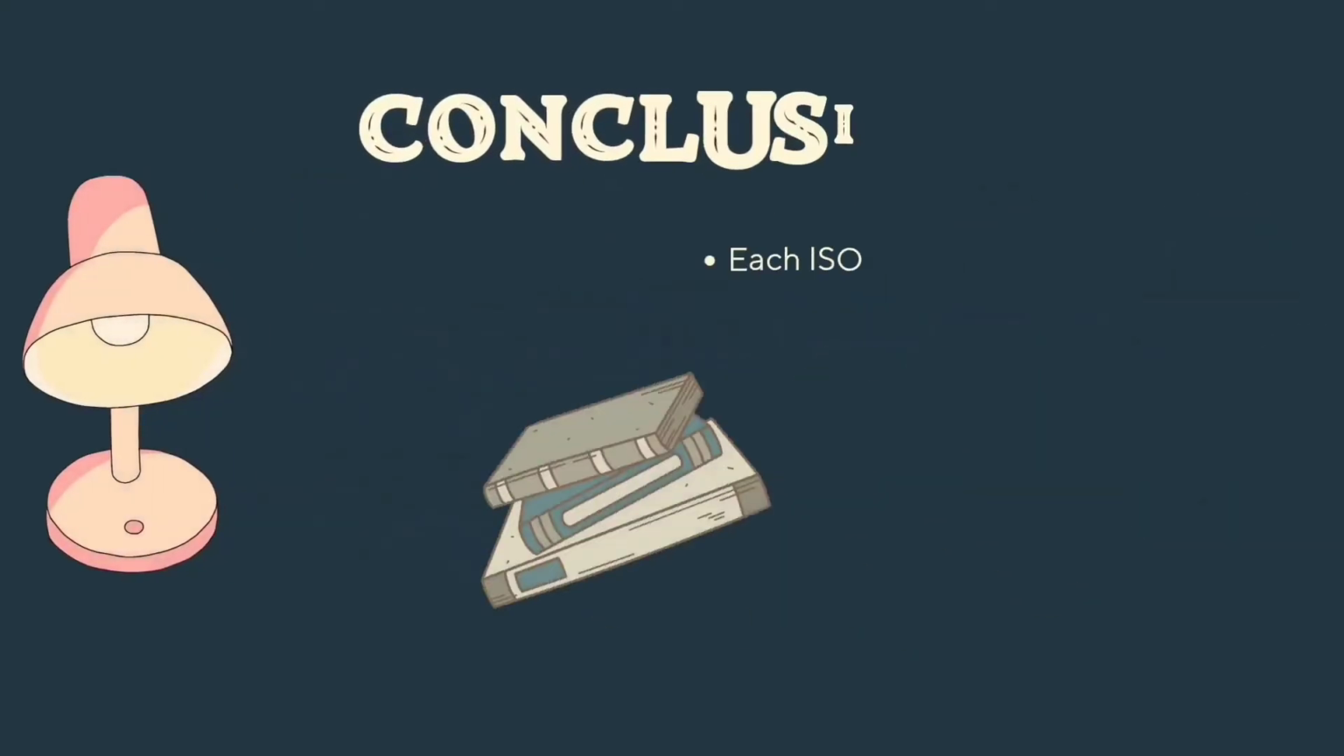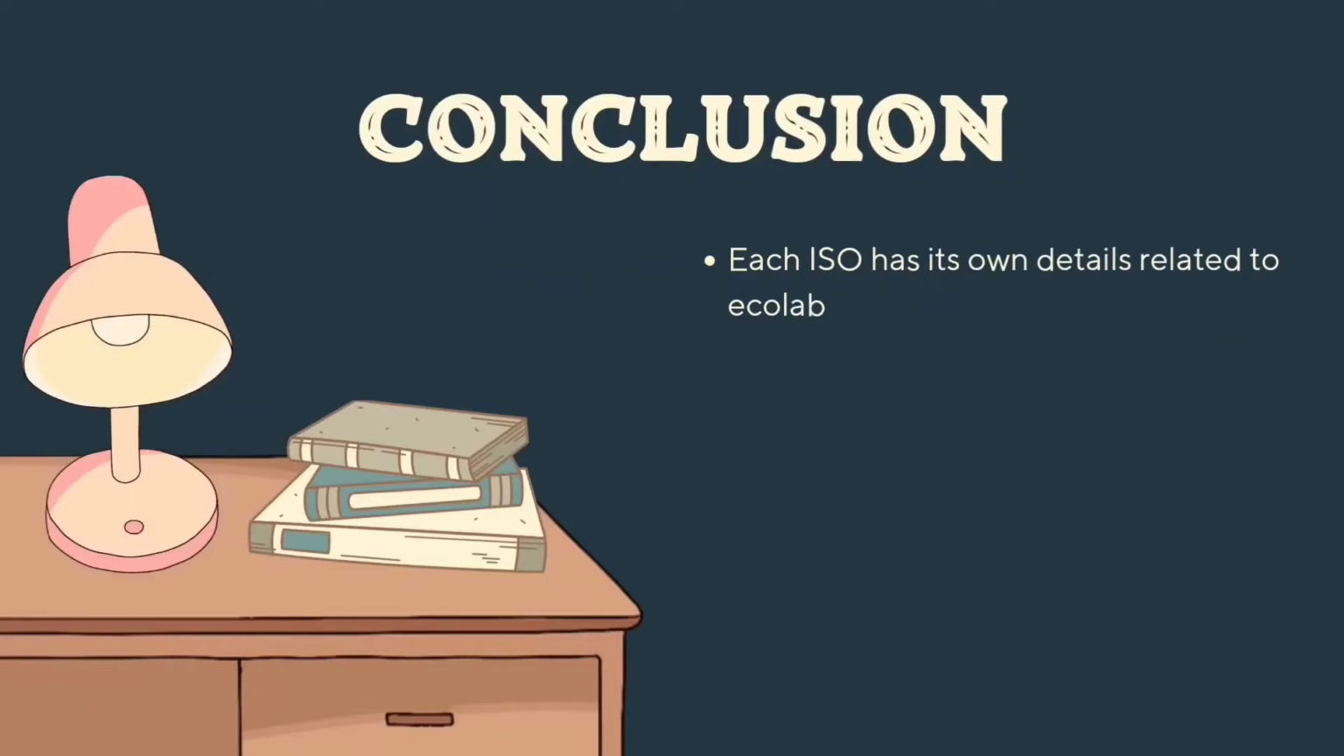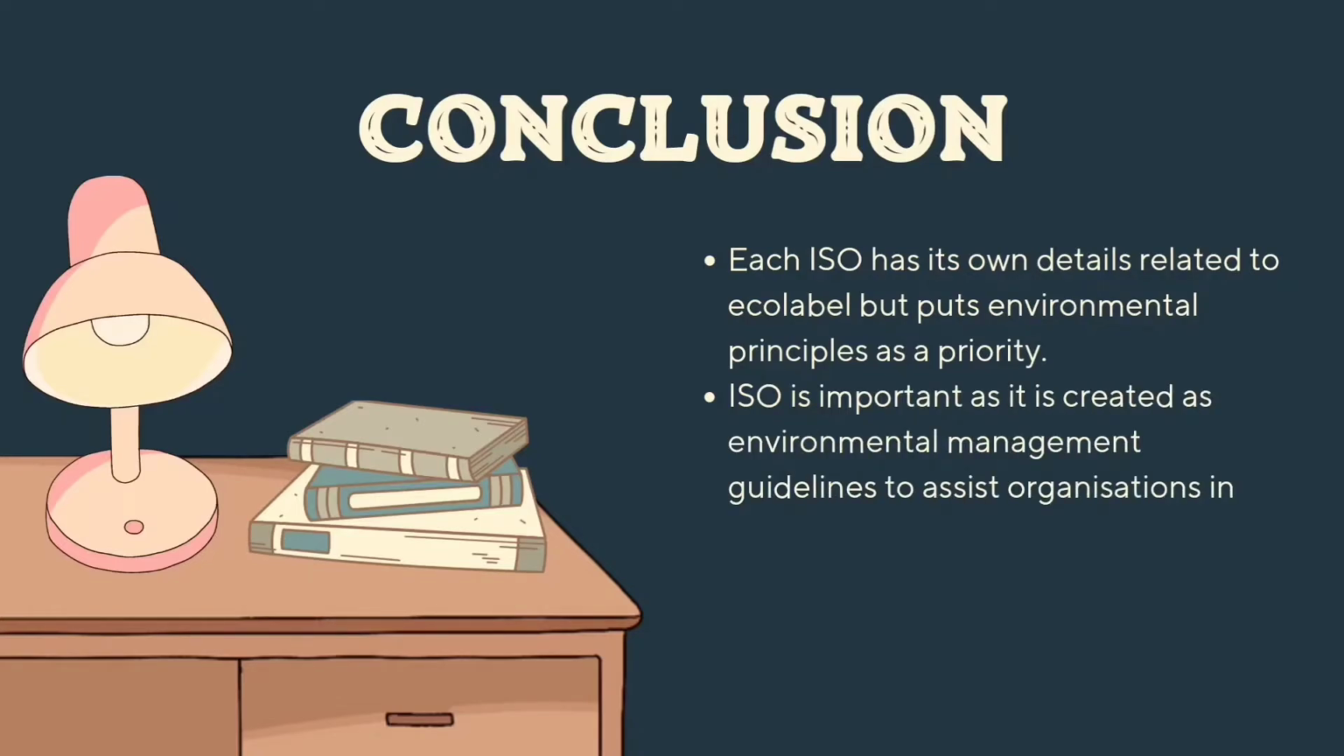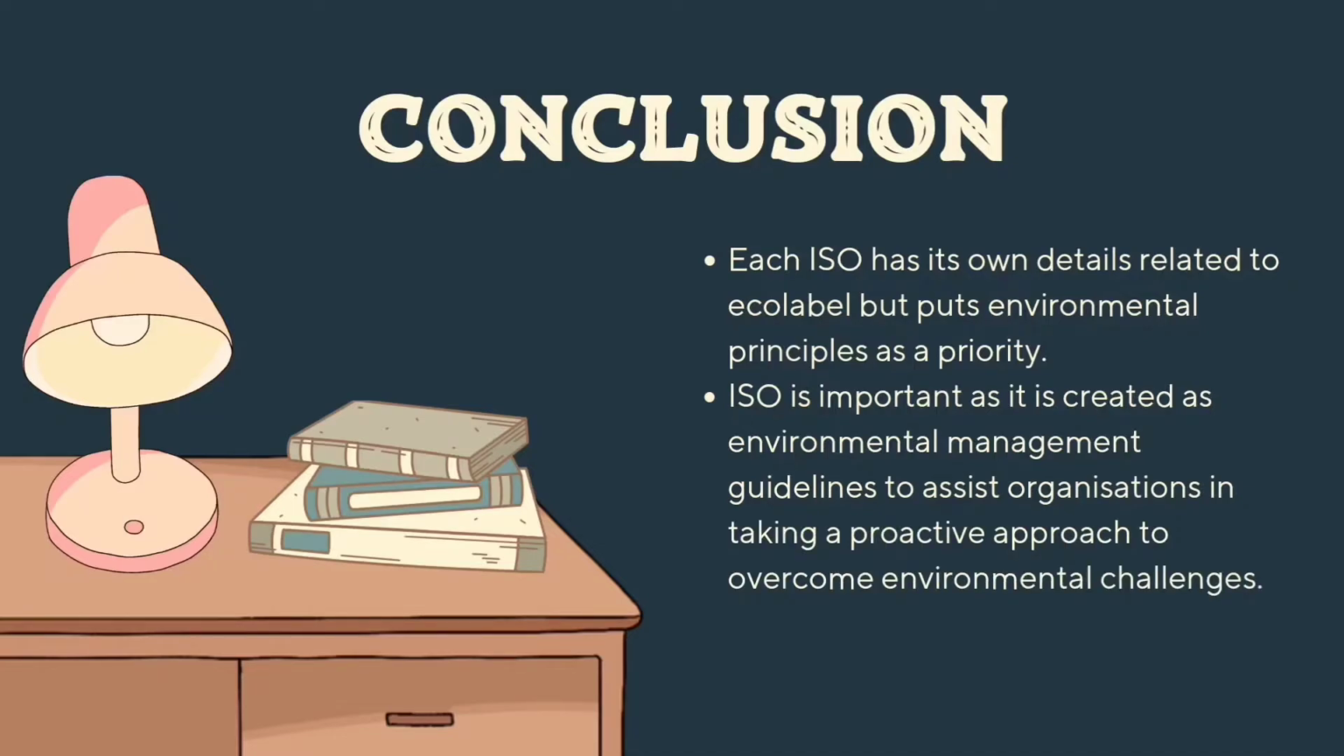In conclusion, through this video we learn that each ISO has its own details related to Ecolabel, but puts environmental principles as a priority. ISO is important as it is created as environmental management guidelines to assist organizations in taking a proactive approach to overcome environmental challenges.